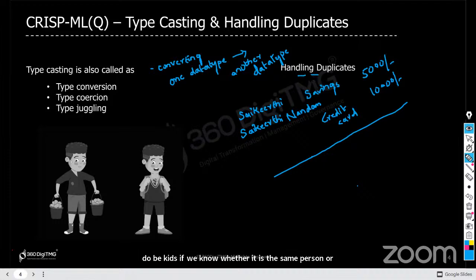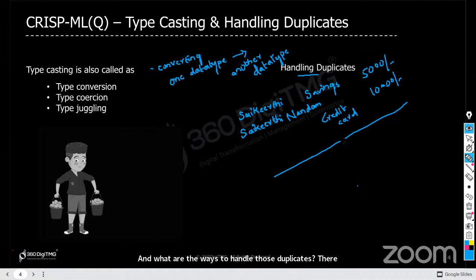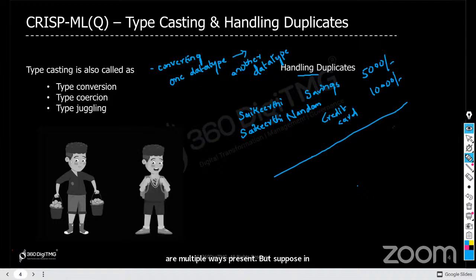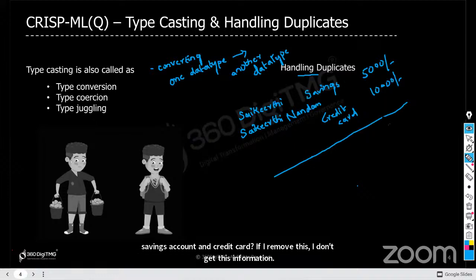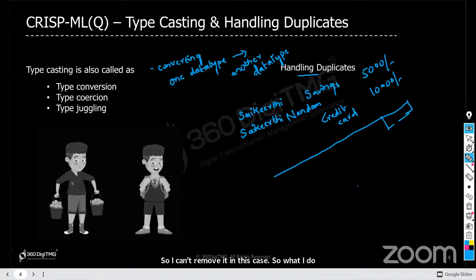And what are the ways to handle those duplicates? There are multiple ways. In this particular scenario, how can I understand how much I spent in total using both the savings account and the credit card? If I remove one, I don't get this information, so I can't remove in this case. What I do is handle this by adding, which gives 15,000. By adding the duplicates, I understand I spent a total of 15,000. So this is one way of handling the duplicates.